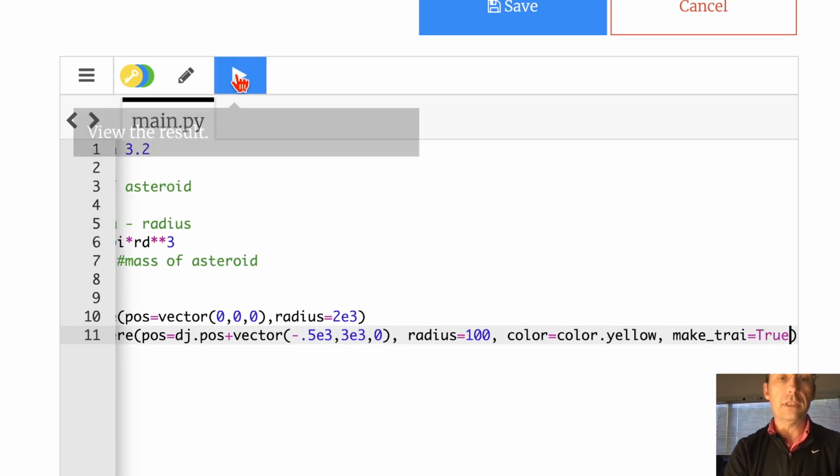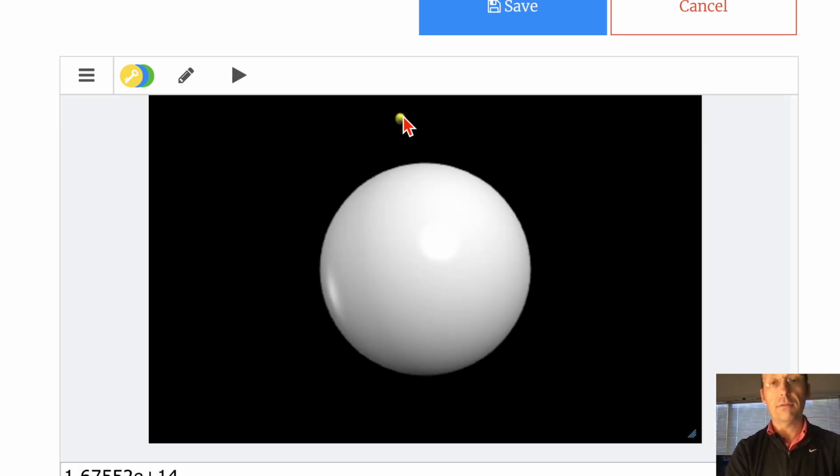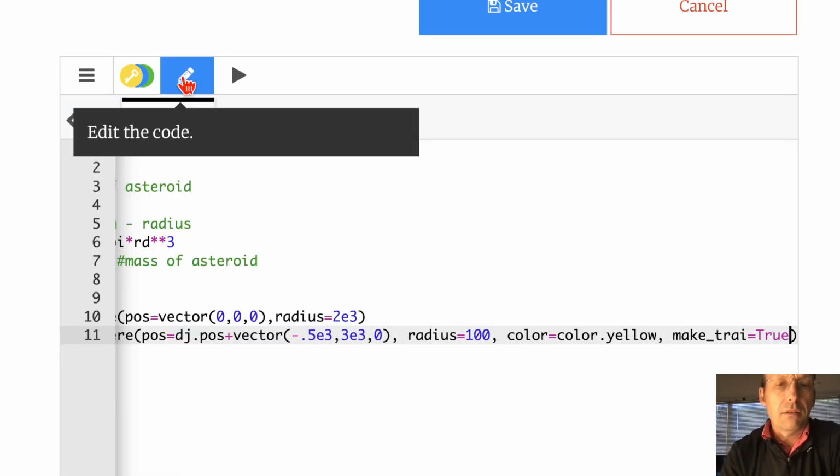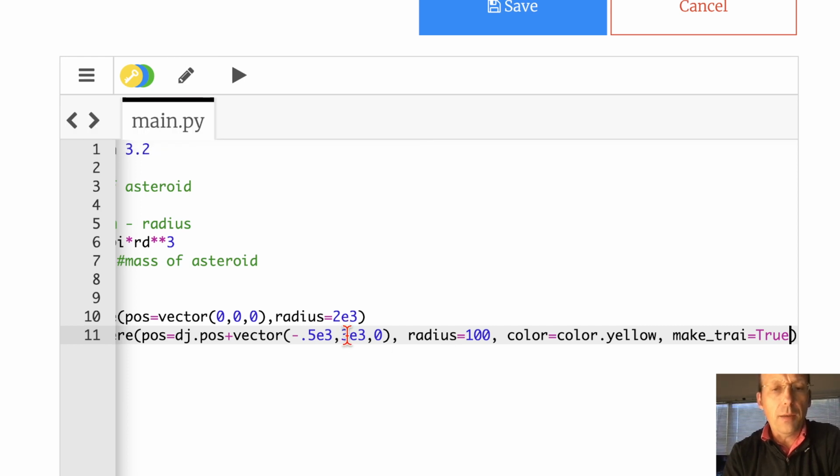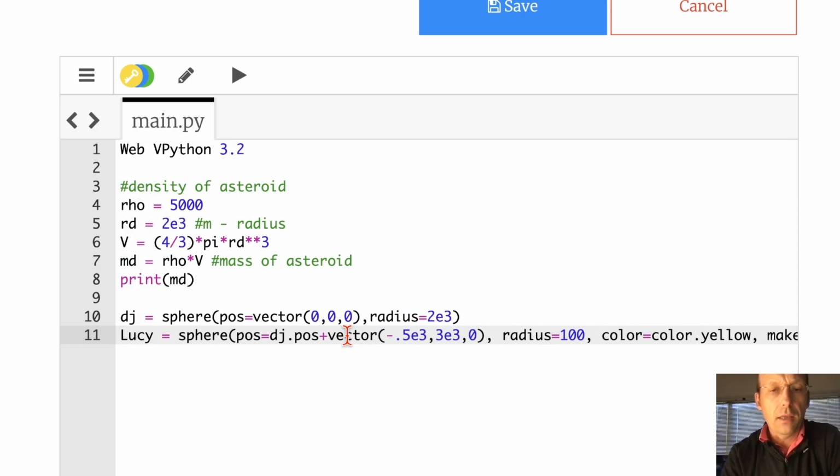Let's run that and see if we can see it. Okay, there it is. That seems not right. If it's 3 kilometers away, is that what I had? It seems like it's too close. 3 kilometers away and 2. Okay, that's fine. Just go with it.